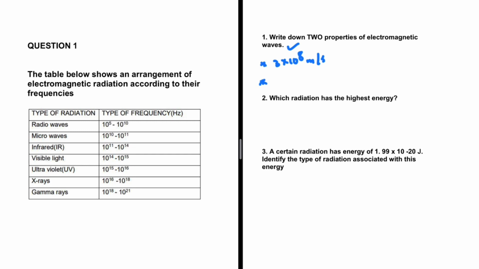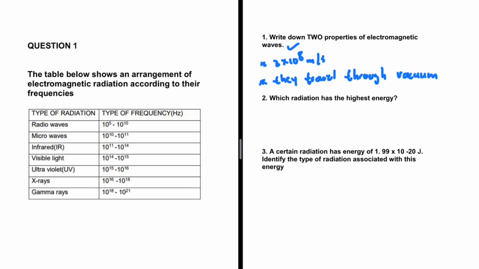Apart from that, we know that they can travel through vacuum. They don't need a medium to propagate. So that's another property of electromagnetic waves: they travel through vacuum. Those are just some of the properties of electromagnetic waves. Let's go ahead and take a look at the second question.